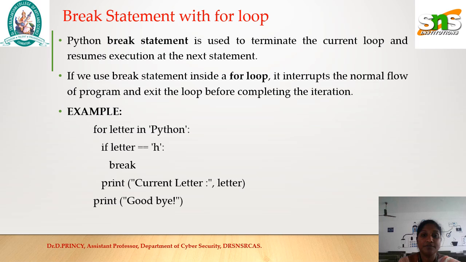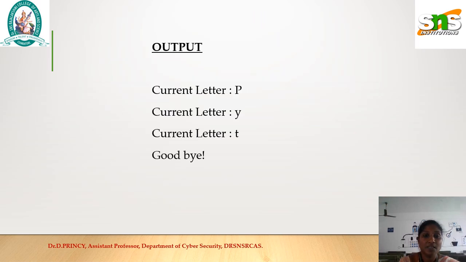Break with for loop. The break statement is used to terminate the current looping execution and resume with the next statement outside the loop. For example, for letter in Python. Letter is a counter variable, and Python is a string. When the letter is equal to the character H, I apply the break statement. That means when it reads H, it comes out of the loop. Before that, it will be iterated. The output of this program is PYT, then goodbye. When it reads H, it terminates the loop.